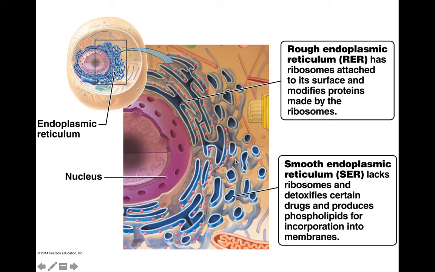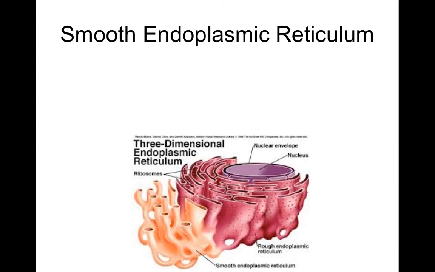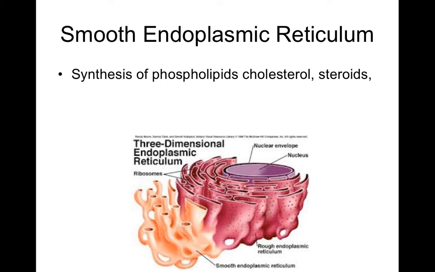Now, these are genius names because the rough endoplasmic reticulum, when you look at it under a microscope, looks rough because of the presence of ribosomes. And the smooth endoplasmic reticulum looks, wait for it, smooth because it does not have the sandpaper-ish quality of ribosomes. Now, the smooth endoplasmic reticulum also makes phospholipids, cholesterol, steroids, etc.